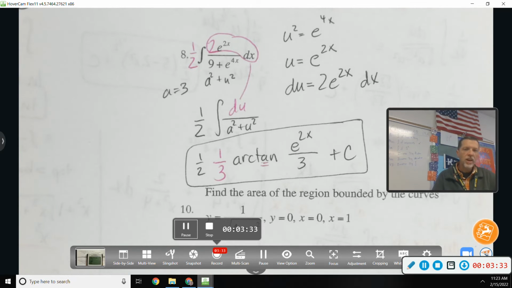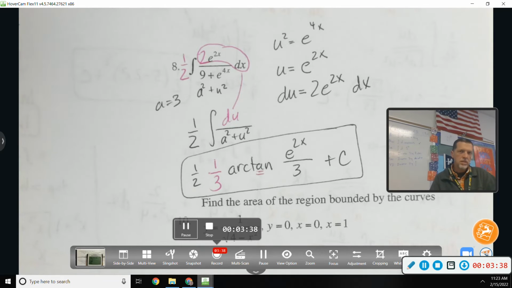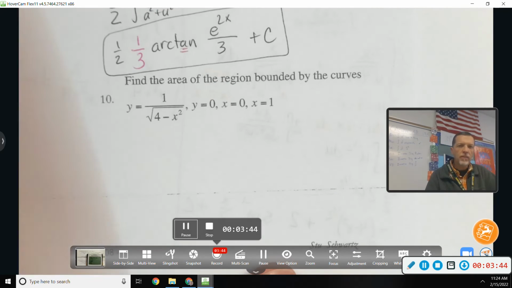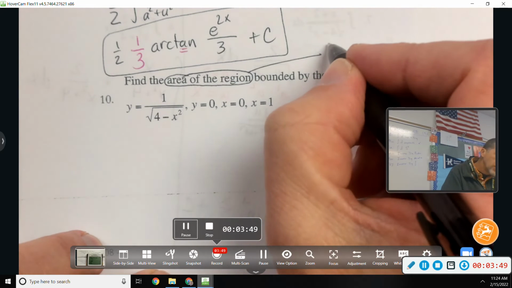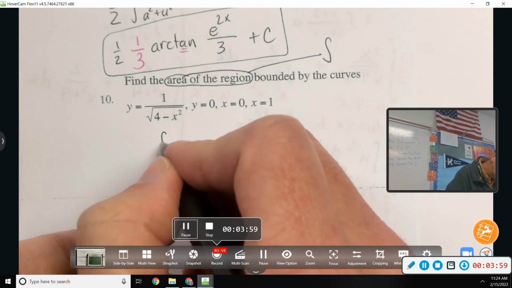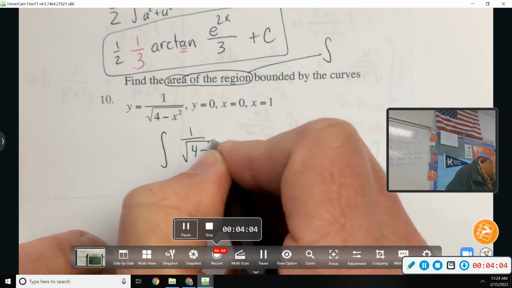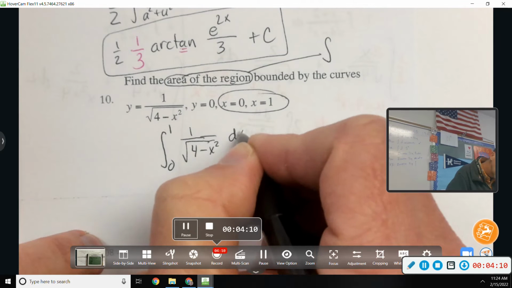Yes, let's do number 10. Anything else on number 8? All right, number 10. Find the area of the region. Okay, area of the region, that's sort of code word for take an integral. All right, like find the slope means take a derivative. Find the area means take an integral. So I'm going to integrate this function from 0 to 1, and that will give me the area.